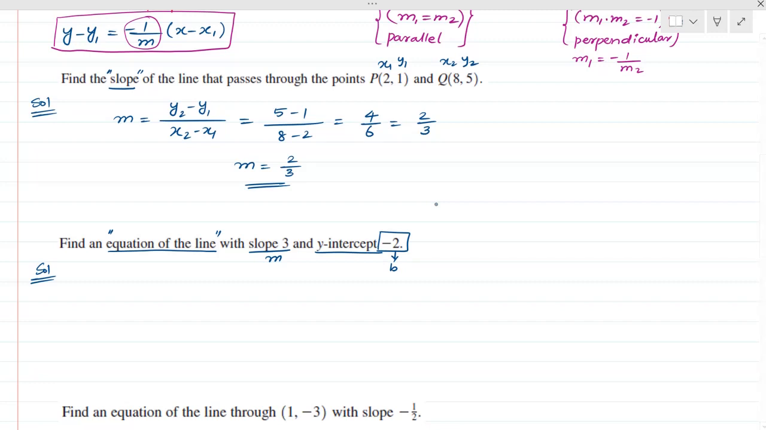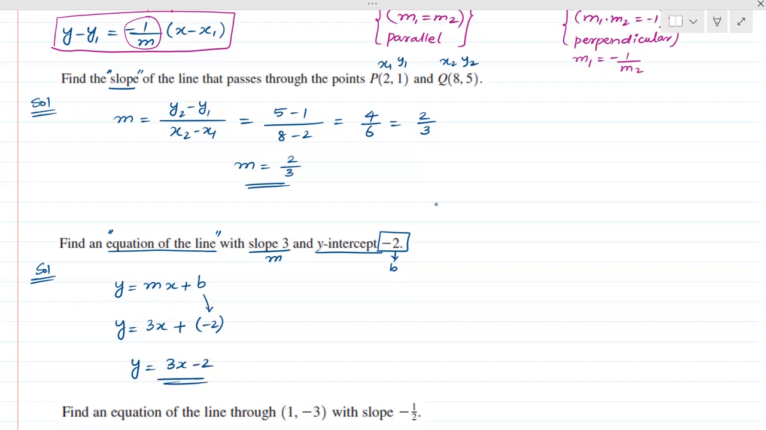So what formula are we going to use? y equals mx plus b. So b is the y-intercept, m is the slope. Just substitute the values. What is this one? 3x plus, the b value is minus 2. So this b value is the y-intercept, which is minus 2. y equals 3x minus 2.